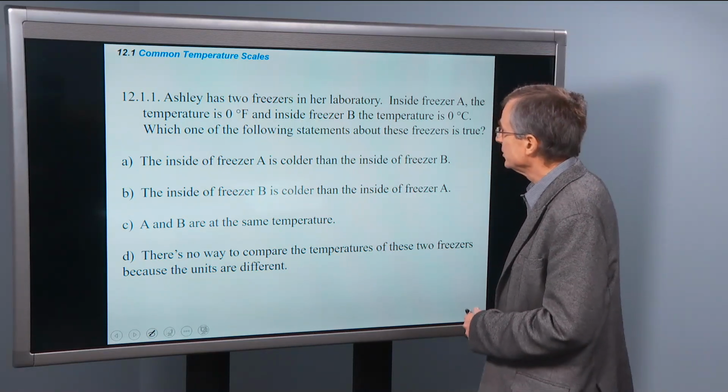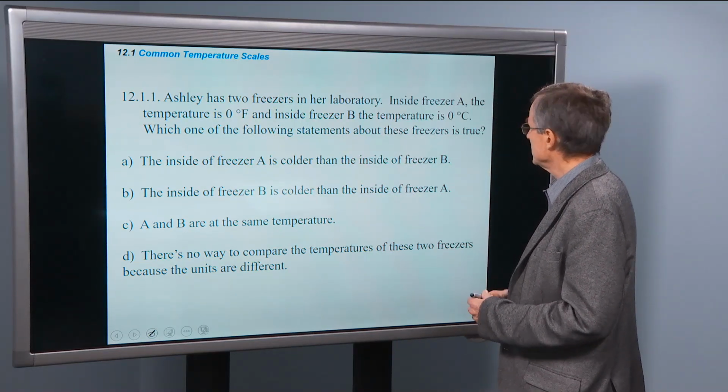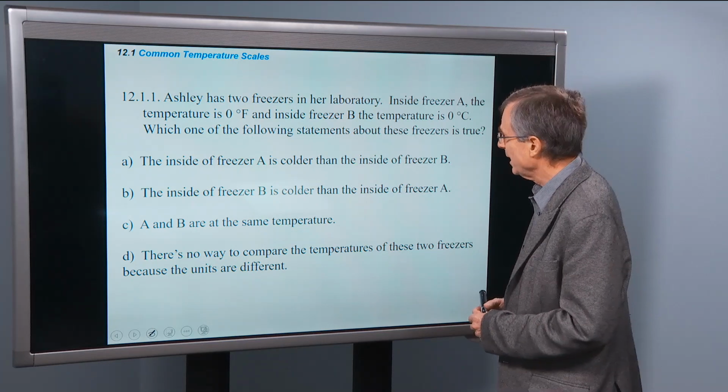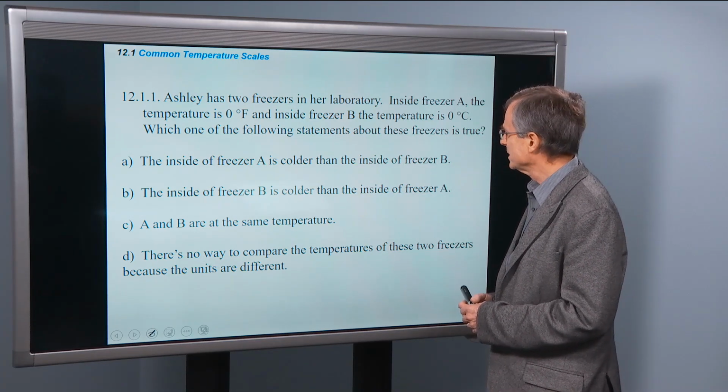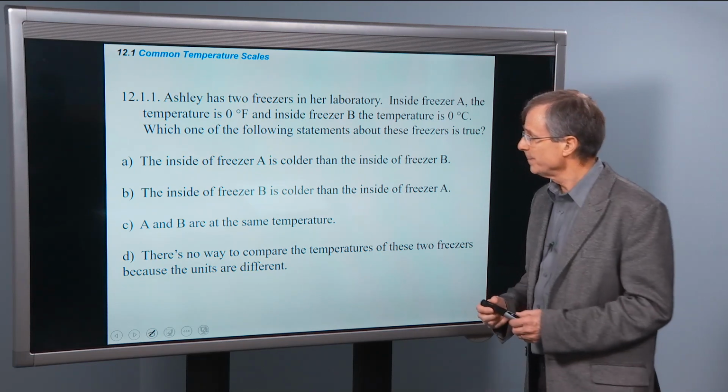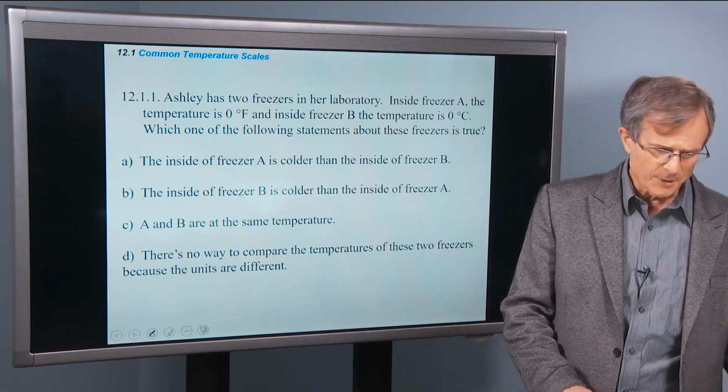Ashley has 2 freezers in her laboratory. Inside freezer A, the temperature is 0 degrees Fahrenheit. Inside freezer B, the temperature is 0 degrees C. Which one of the following statements about these freezers is true? So let's go back to this diagram. I think it's easiest to see.